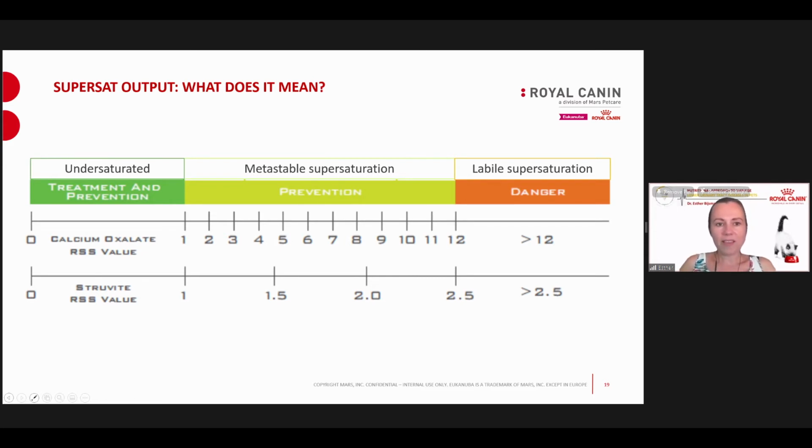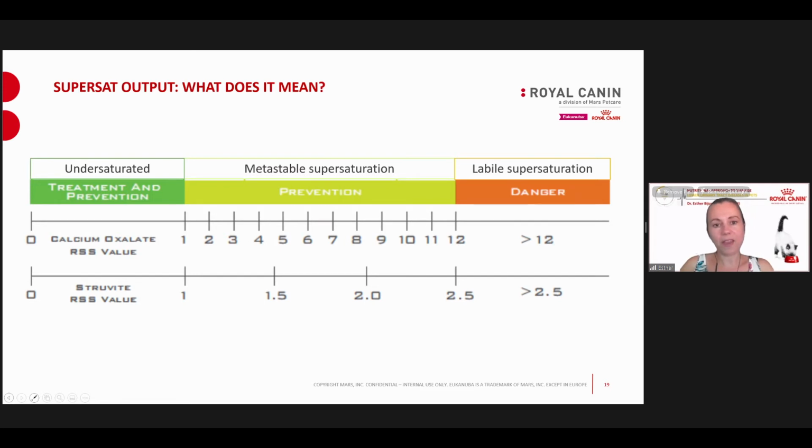When you are in a metastable supersaturation zone, which for calcium oxalate lies between 1 and 12, and for struvite between 1 and 2.5, that indicates that the concentration of the solute is greater than the solubility product, but less than the formation product. So crystallization may occur, but only if other factors are present.